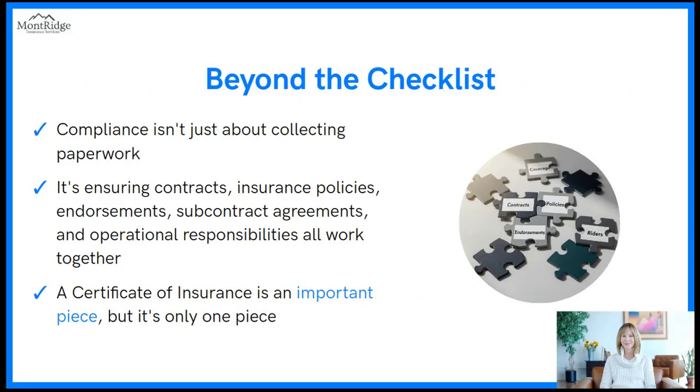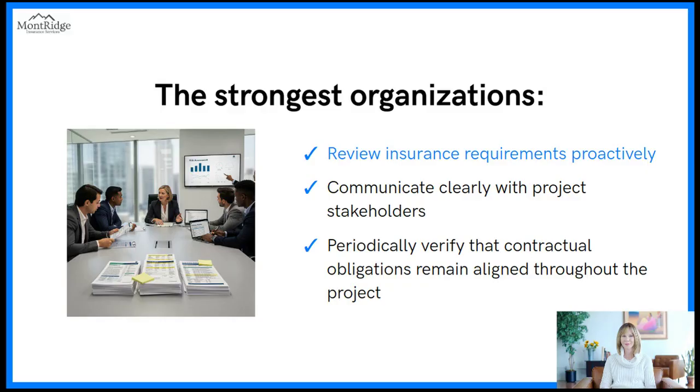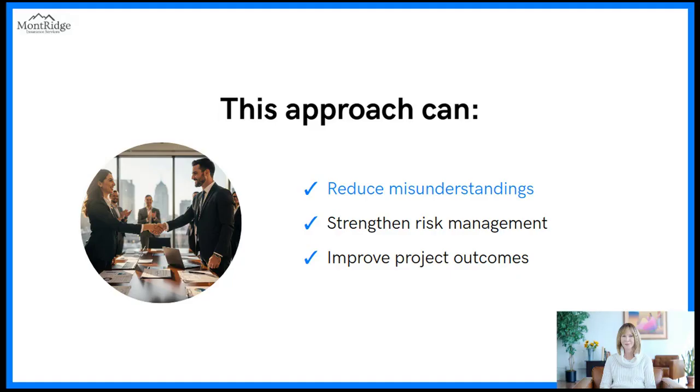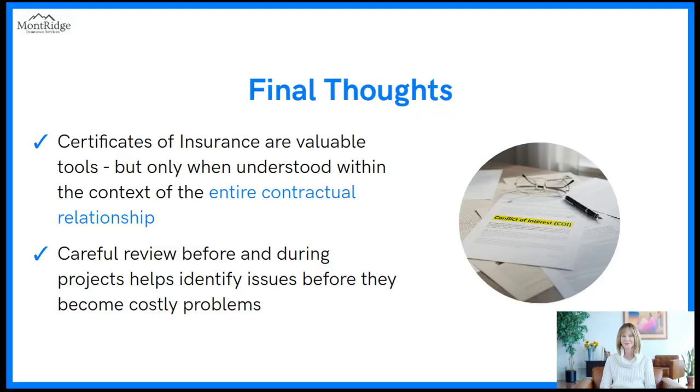Beyond the checklist, compliance isn't just about collecting paperwork. It's ensuring contracts, insurance policies, endorsements, subcontract agreements, and operational responsibilities all work together. A certificate of insurance is an important piece, but it's only one piece. The strongest organizations review insurance requirements proactively, communicate clearly with project teams, and periodically verify that contractual obligations remain aligned throughout the project. This approach can reduce misunderstandings, strengthen risk management, improve project outcomes.